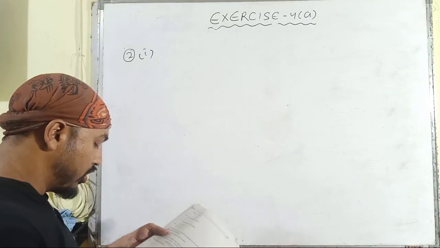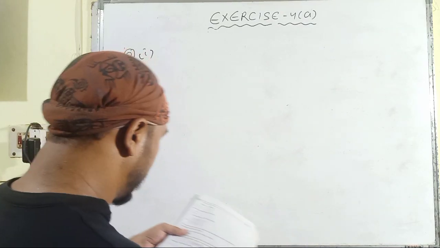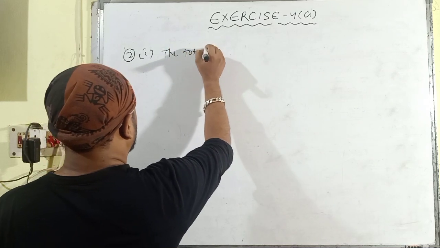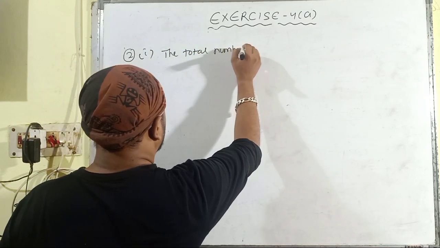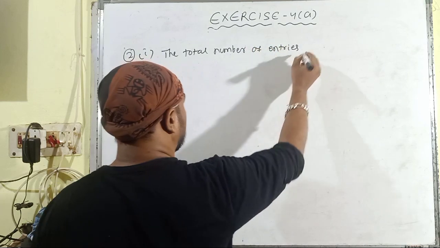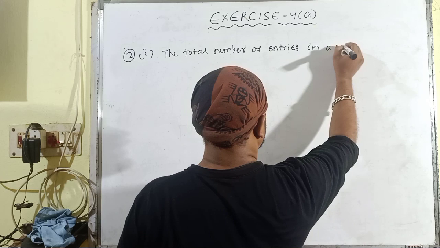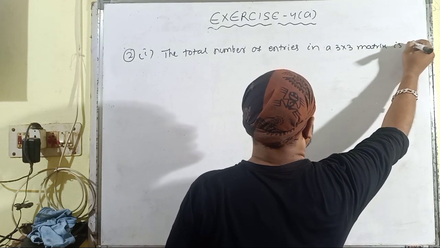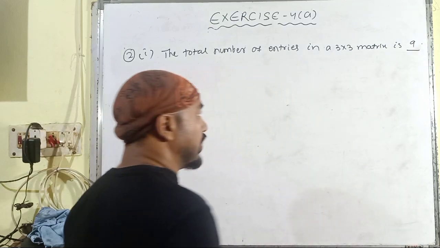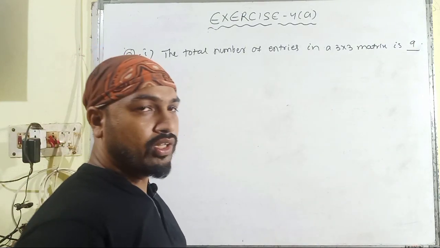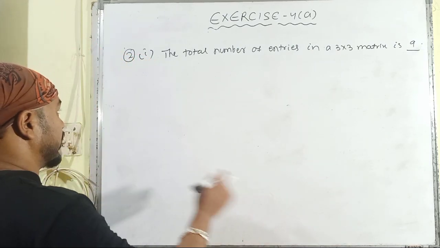In the first matrix, the order is given as 3 cross 3. The total number of entries in a 3 cross 3 matrix is 9. You just have to multiply the total number of rows with the total number of columns, then you can evaluate the total number of entries or elements.